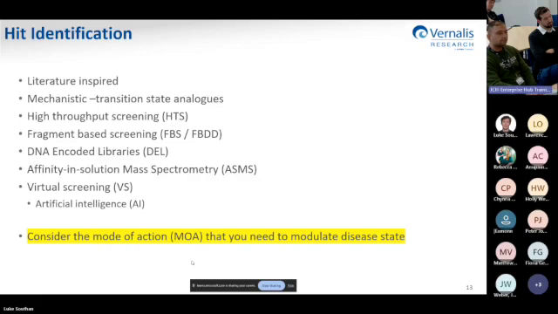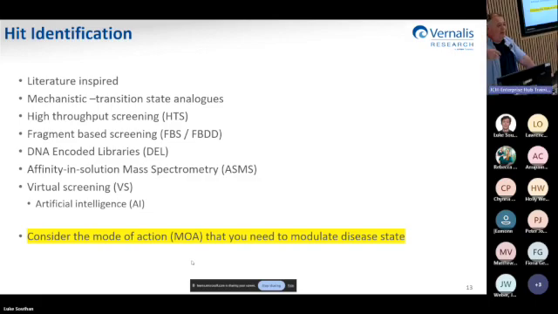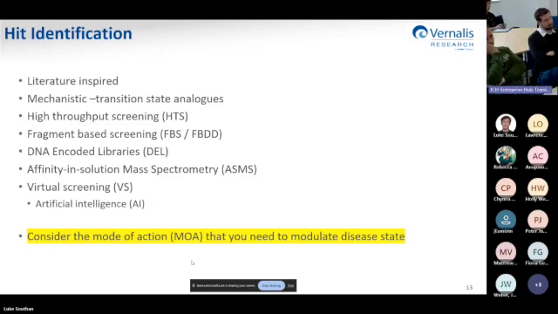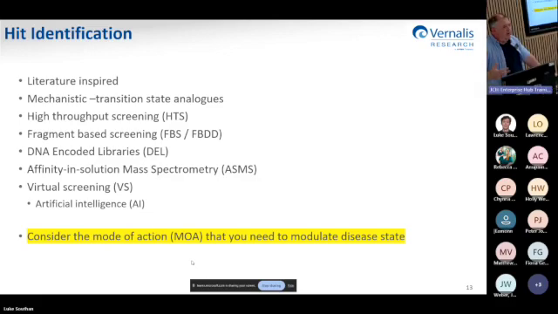The key bit, one of the key bits, the first key bit before we go on to the next key bit, is that you've got to think about your mode of action. Do you need to have an enzyme inhibitor? Do you just want something that binds to your protein so you can stick a warhead on the other end to get it degraded or get it dephosphorylated to inactivate it? What's the mode of action you're after?